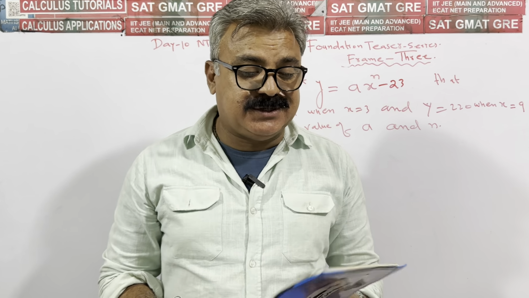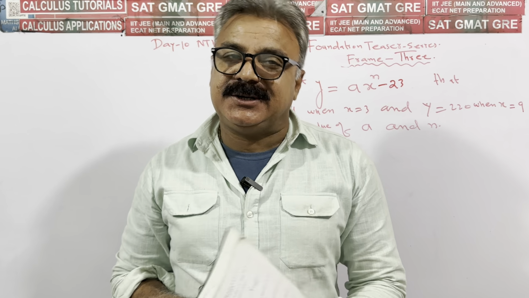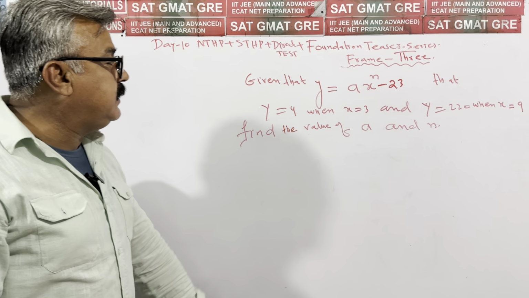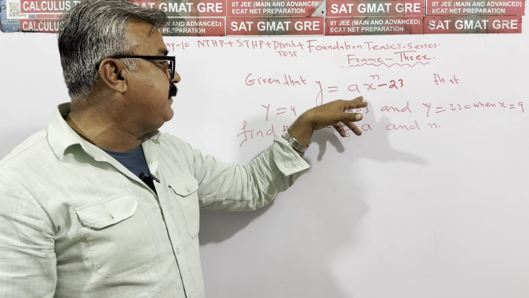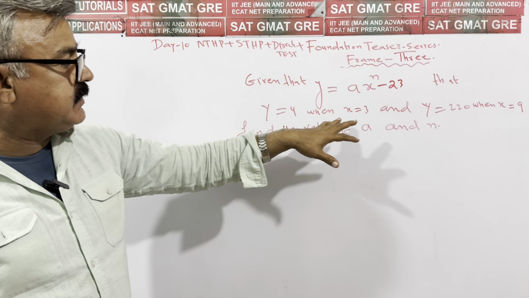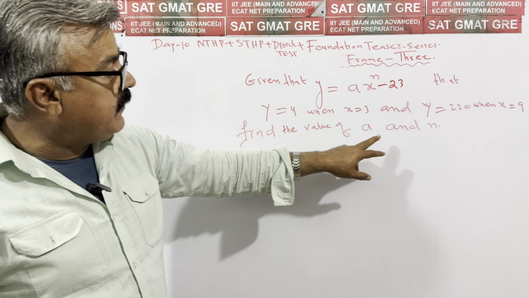I have selected another teaser from this book, Additional Mathematics for Foundation Semester, especially, and I have selected the real teaser in real sense. It reads as y is equal to a times x raised to n minus 23, and furthermore y is equal to 4 when x is equal to 3, and y is 220 when x is equal to 9. Find the values of a and n.